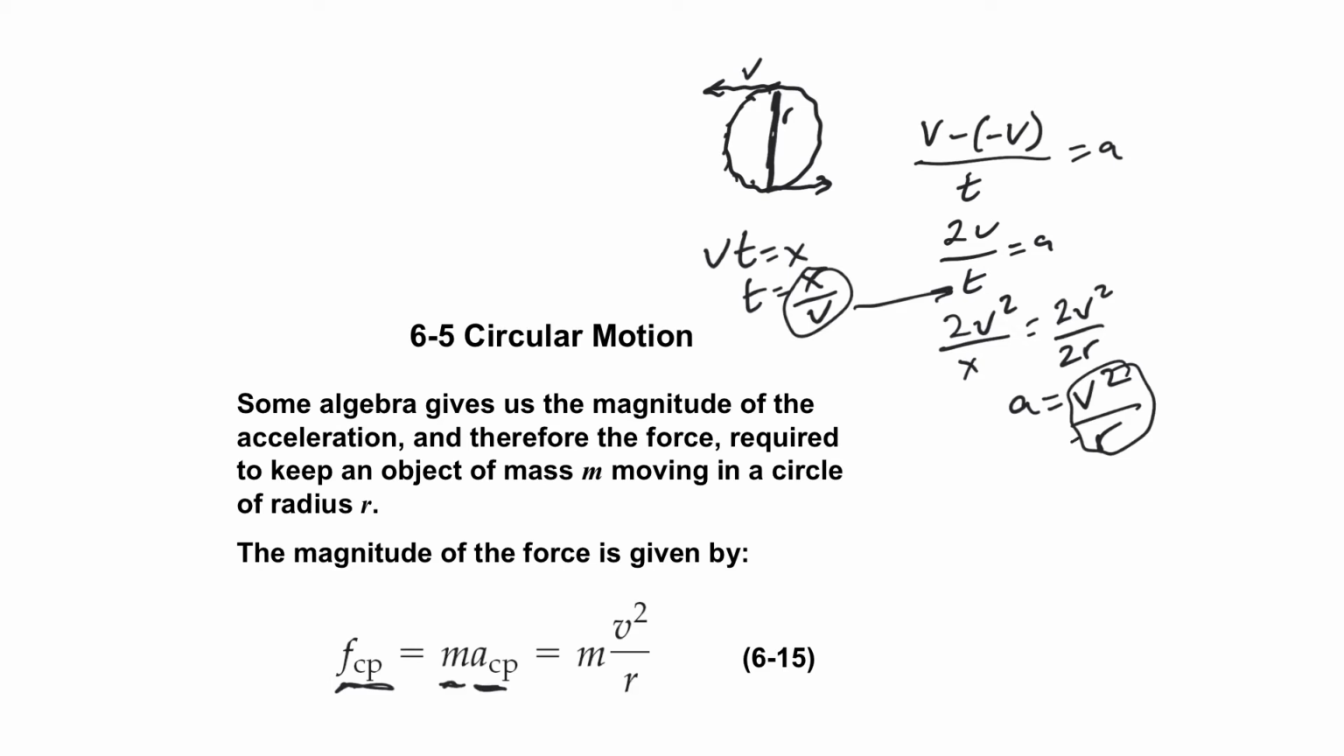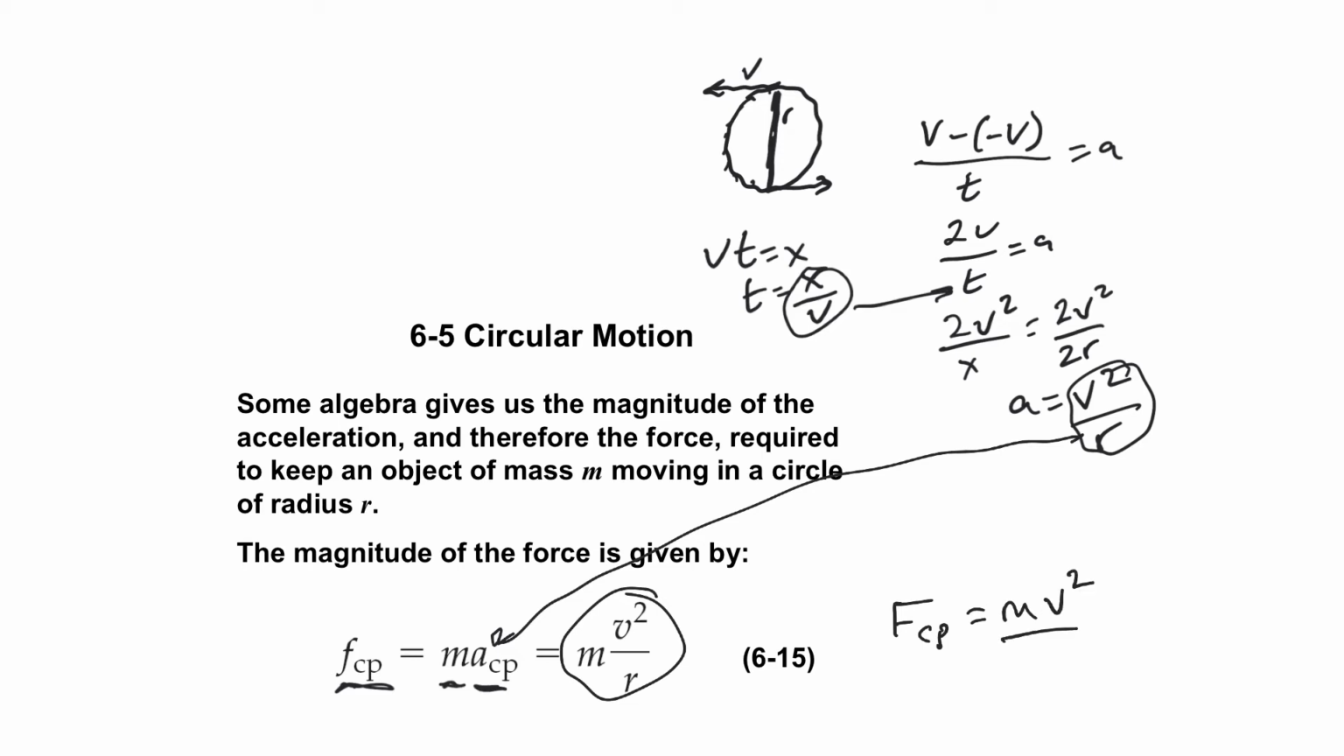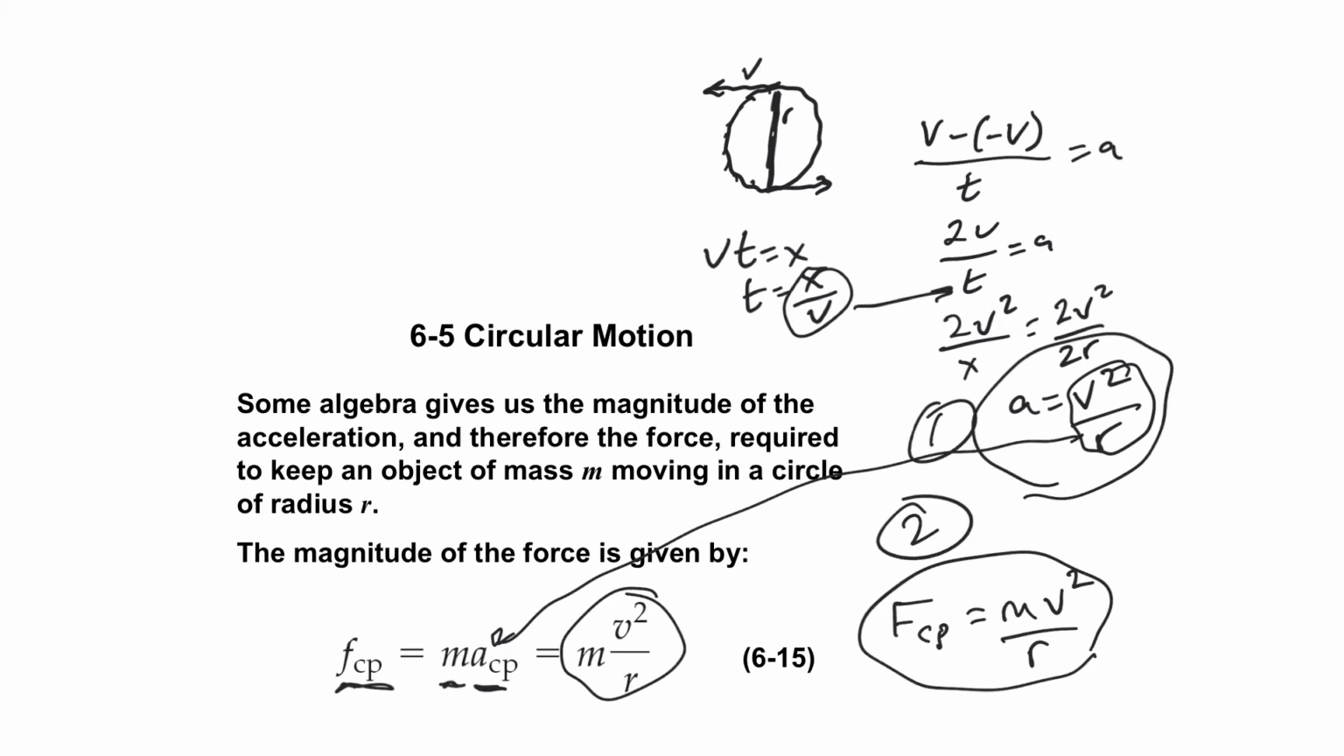If you put this in for a, then you're going to get centripetal force equals mass times the square of your velocity over your radius. Okay? These are your two formulas that you're going to be using continuously through this section. So at least write it in your notebook, if not in your brain.